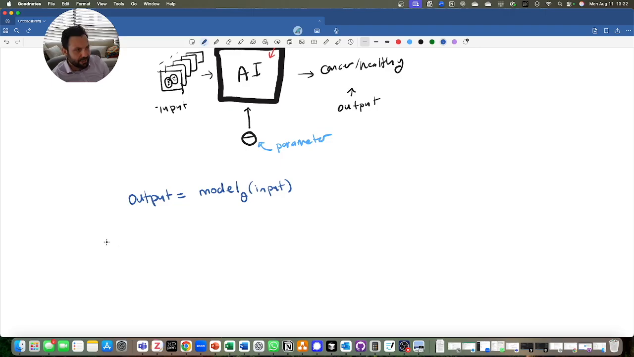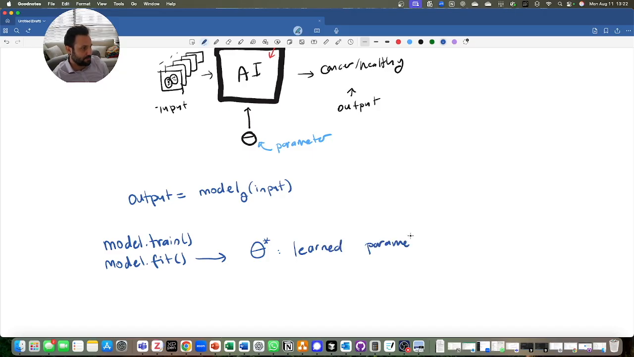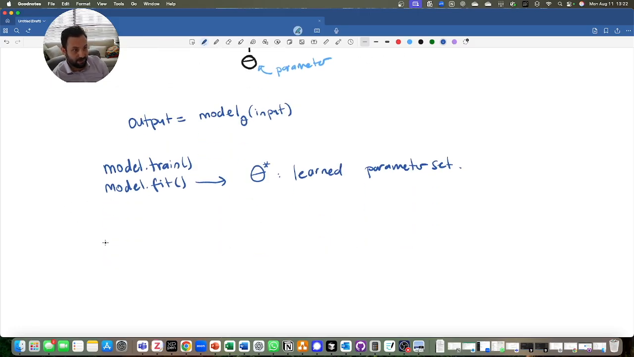So I would like to invite you to ask this question. When we call model.train or model.fit, something magically happens and we get a model that works very well. So this model is what we call the learned parameter set.